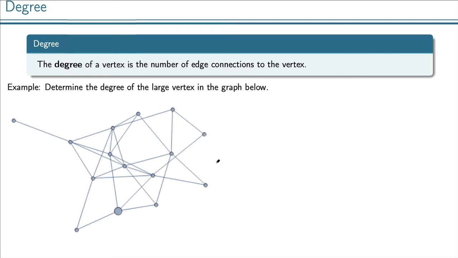We did talk about the degree of a vertex, and it's just the number of edge connections to the vertex. So here is a picture of an example of a graph. We see these different points. These are all the vertices of the graph, and we see that there are connections between these vertices. These connections are the edges. So our straight lines are the edges, the points are the vertices. We'd like to find the degree of the large vertex in this graph. So we see here the large vertex is right here, and the degree is simply the number of edges that connect to it. And we see that there are 4 edges connecting here. So the degree of this vertex is 4.